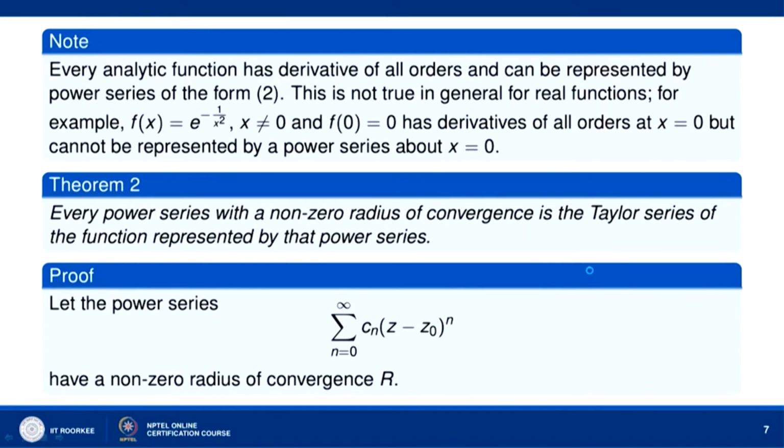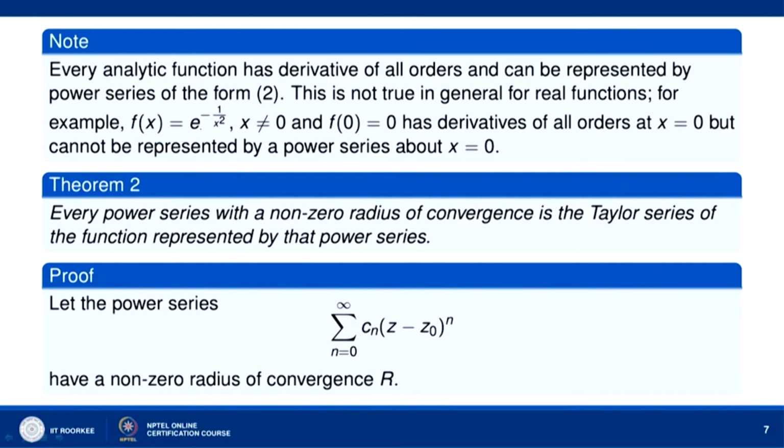Every analytic function has derivatives of all orders. We have seen by the Cauchy integral formula for higher order derivatives that every analytic function has derivatives of all orders, and now we have seen that it can be represented by a power series of the form 2. Now, this is not true in general for real functions.